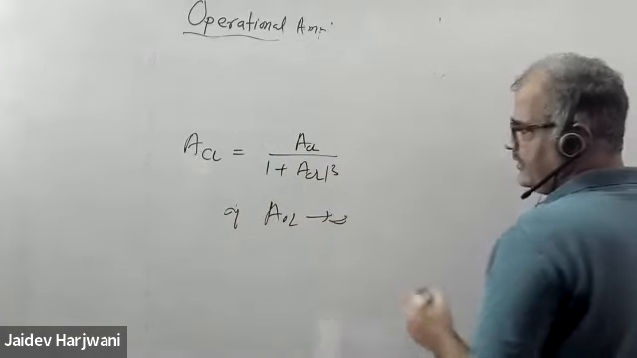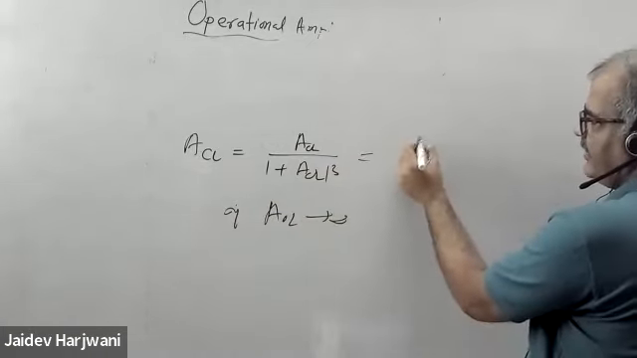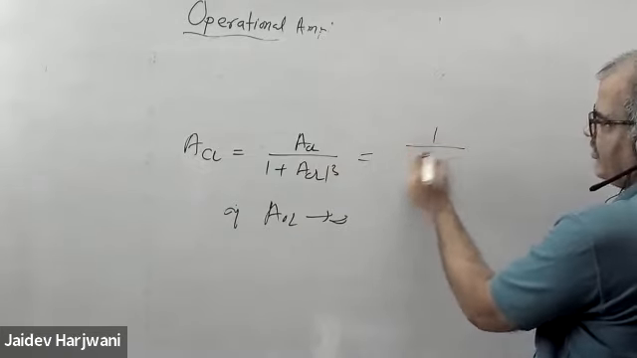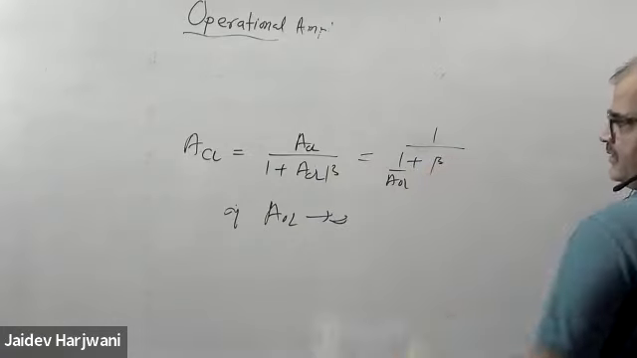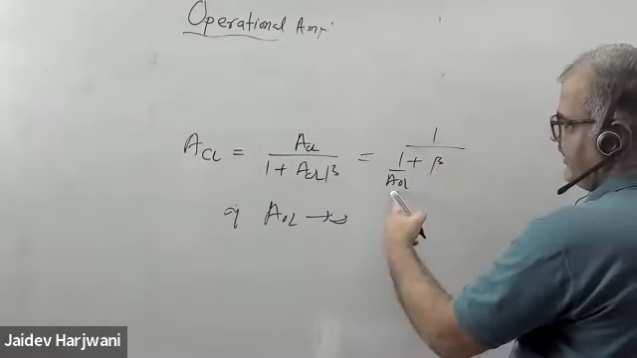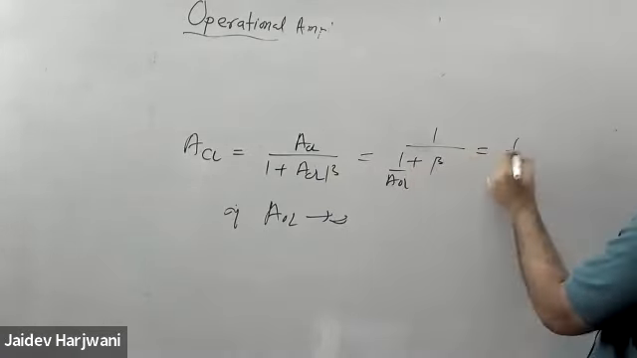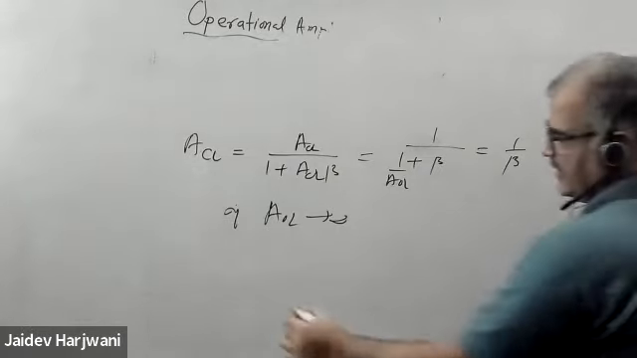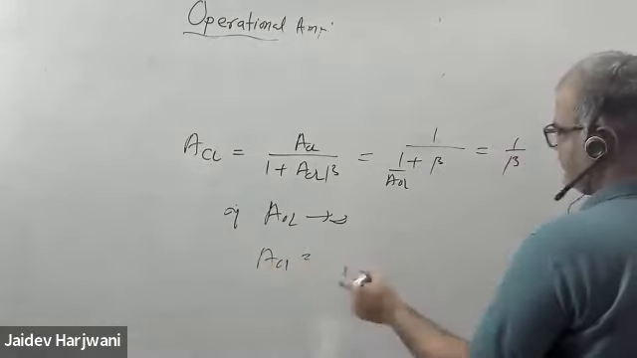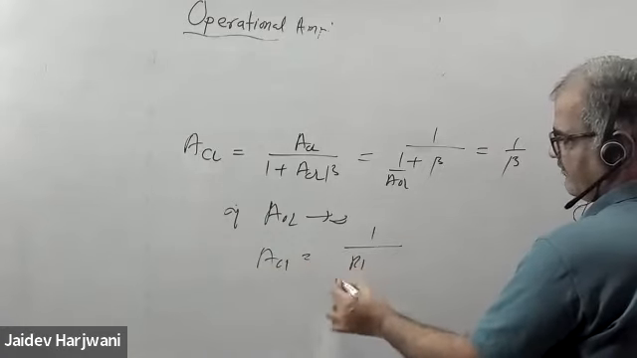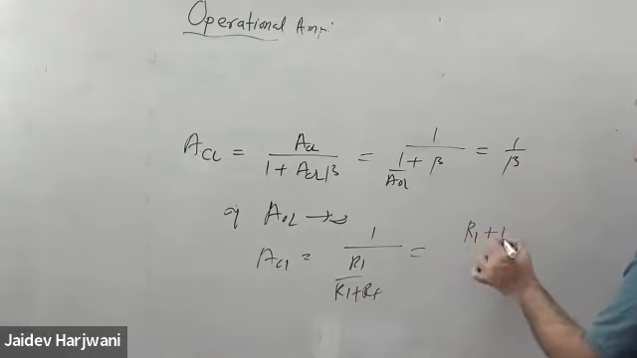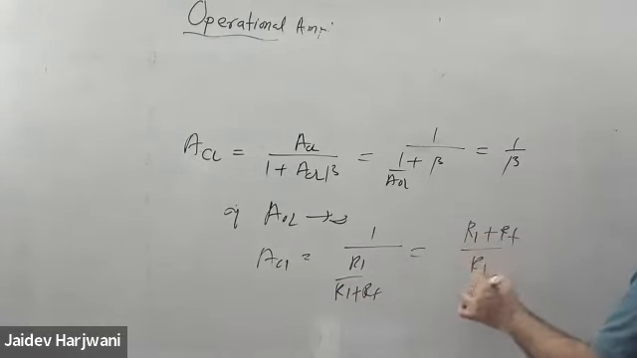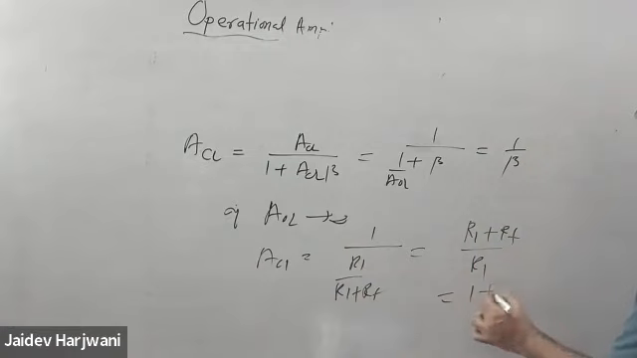So what can I write? I can write this equation as 1 plus 1 upon A naught L plus beta. And if A naught is infinite, this term will become 0. So your closed loop gain will be simply 1 by beta. Beta is nothing but R1 upon R1 plus RF, so this equation becomes 1 plus RF upon R1, and this is the ideal case.